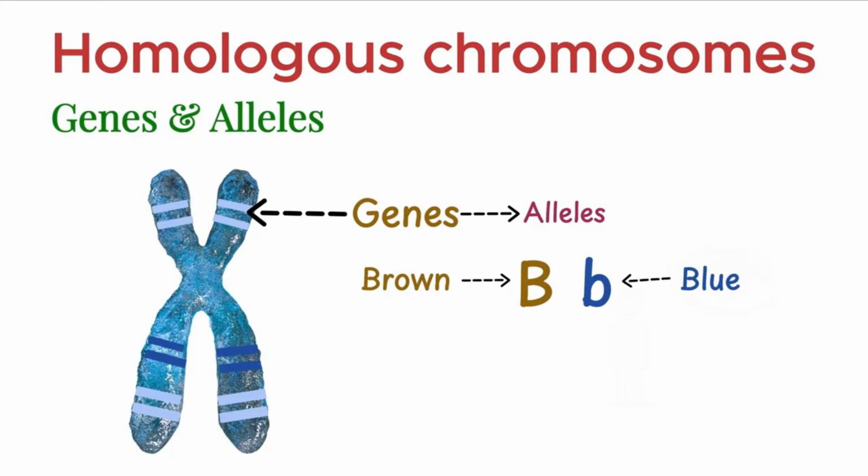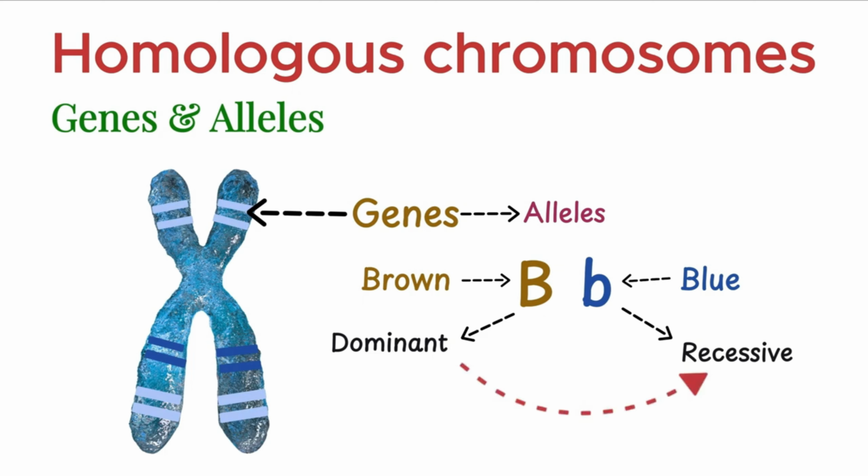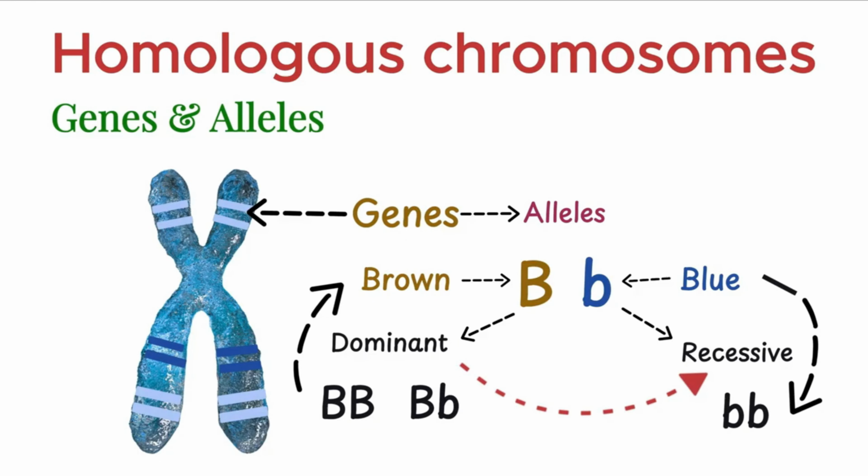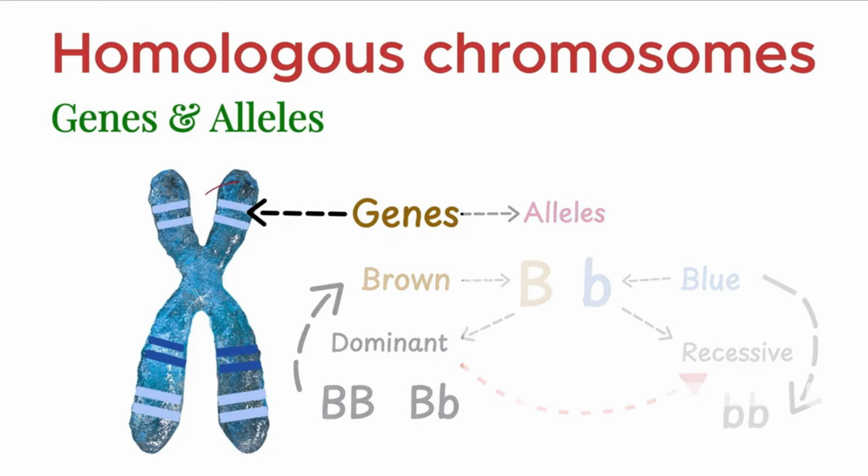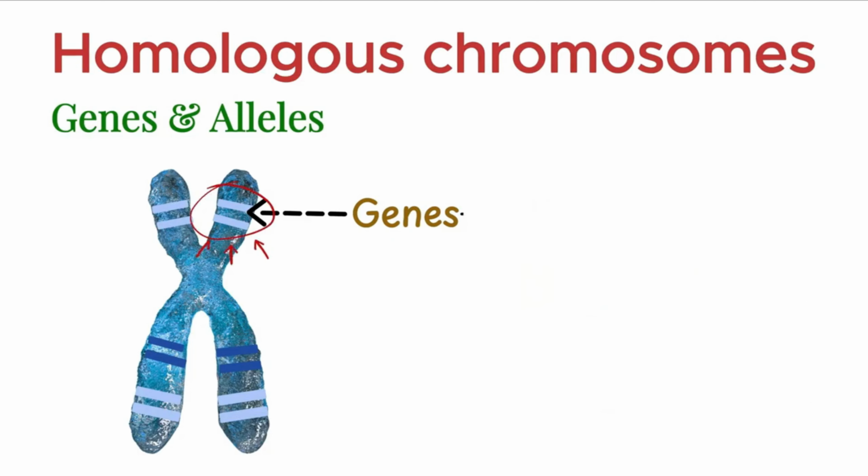Now, from the pair of alleles we inherit, one from each parent, one is usually dominant, and the other may be recessive. A dominant allele has the power to mask the effect of the recessive one. So, if someone inherits either this combination or this combination, the dominant B ensures they have brown eyes. But if they inherit two recessive alleles, only then will they have blue eyes. Genes are located at specific positions on chromosomes. Each position is called a locus.